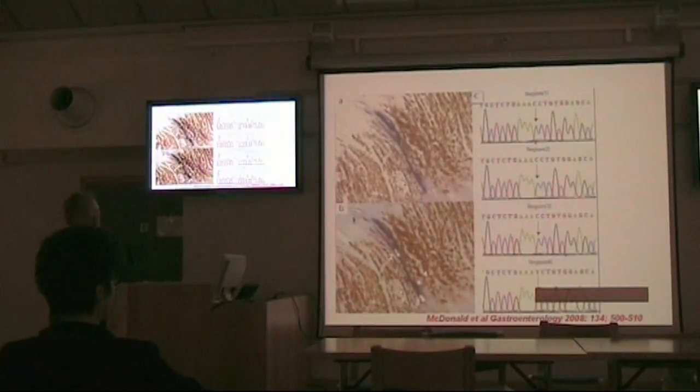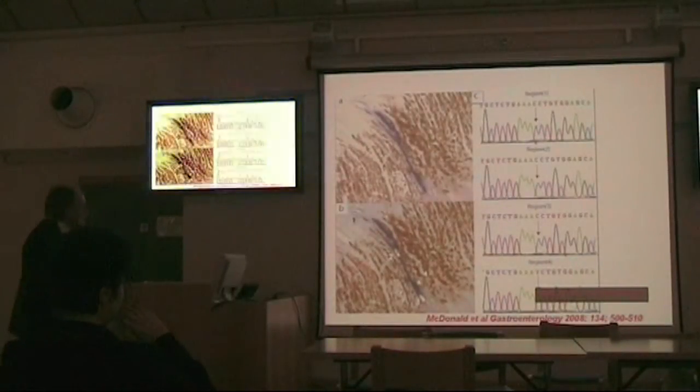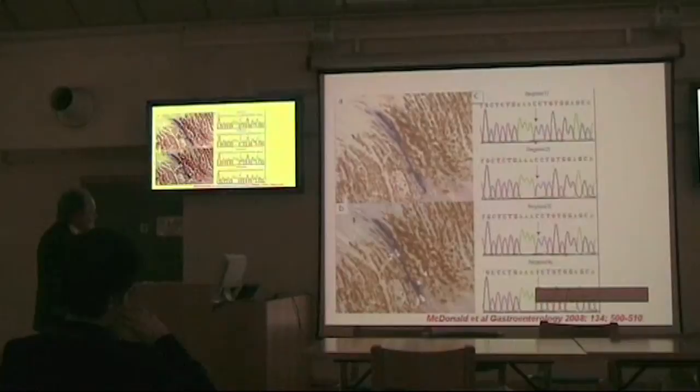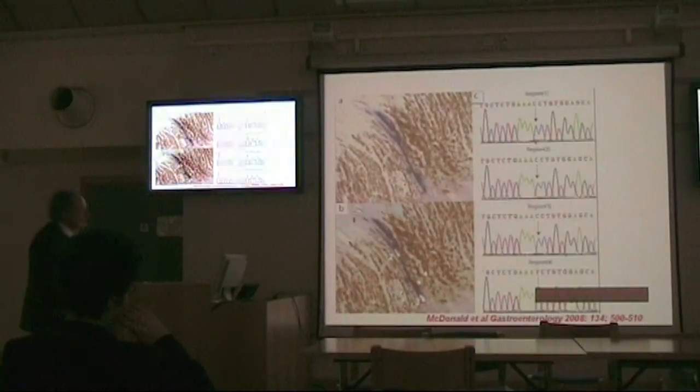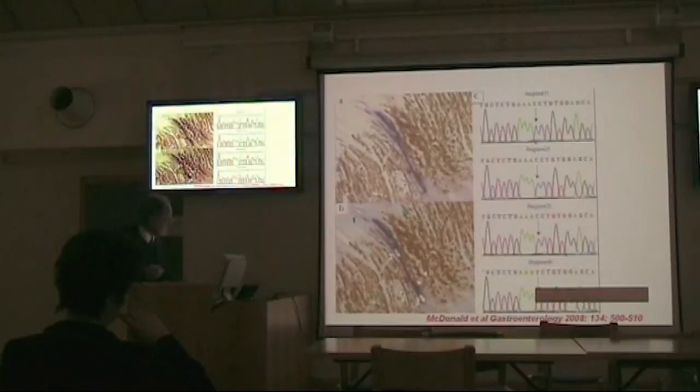The stomach is a much more complex organ, as you know, but we've been able to show this as well. Here's a mutated gastric gland, and we've taken cells from different parts of that gastric gland. And you can see they all share the same common clonal mutation. So again, we have monoclonal conversion of the gastric gland.